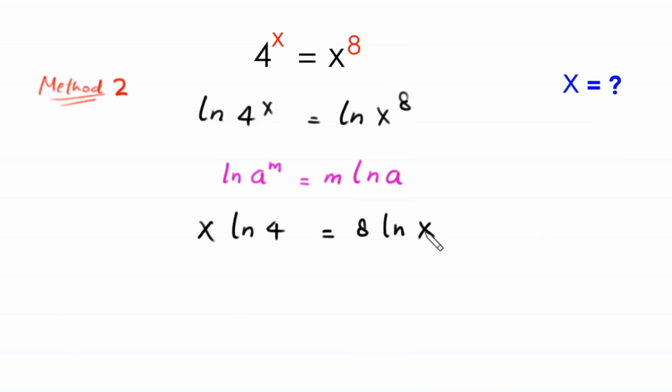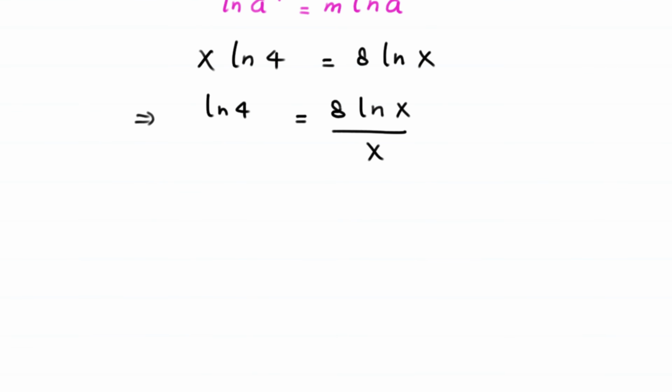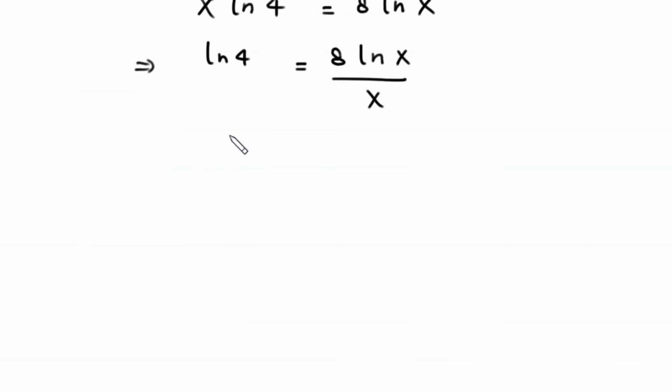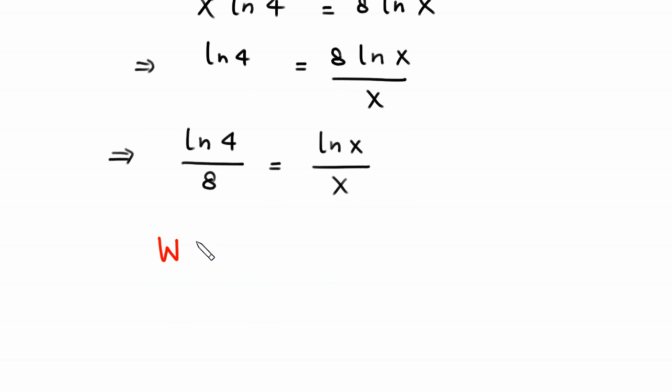Now if we divide both sides by x, this implies that ln of 4 is equal to 8 times ln of x divided by x. And if we divide both sides by 8, this implies that ln of 4 divided by 8 is equal to ln of x divided by x. Now we want to use here the Lambert W function, that is W function of a times e to the power a is equal to a.